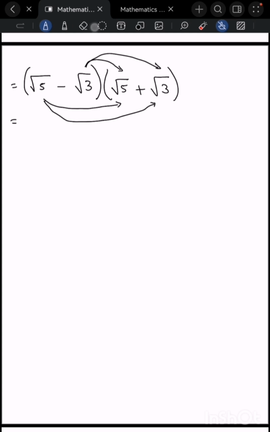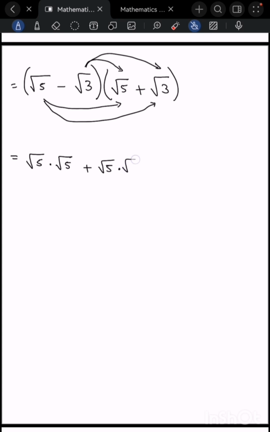Okay, so this is how we're going to start, right? We're going to use the FOIL method. So we're going to say the square root of 5 times the square root of 5, plus the square root of 5 times the square root of 3, and then this minus the square root of 5 times the square root of 3, minus the square root of 3 times the square root of 3.